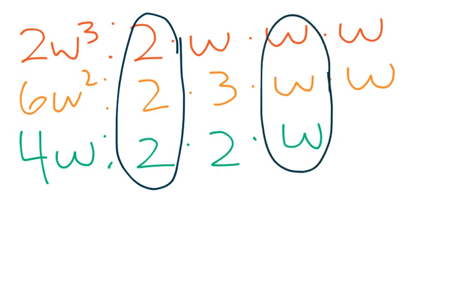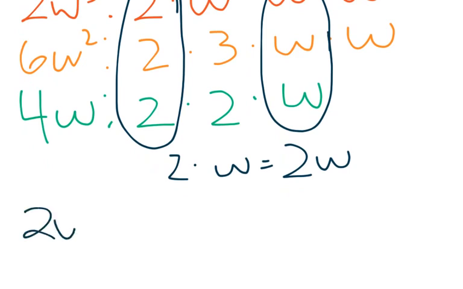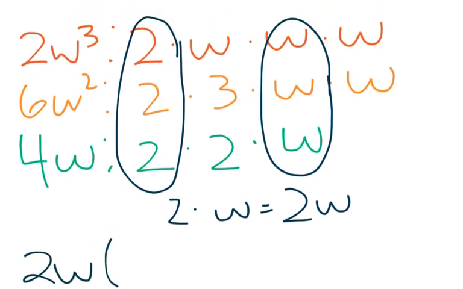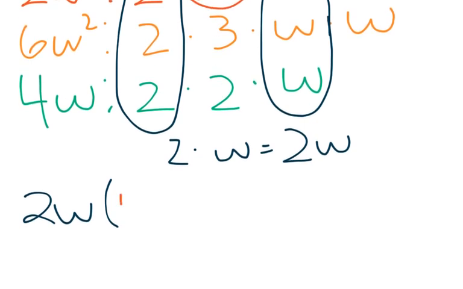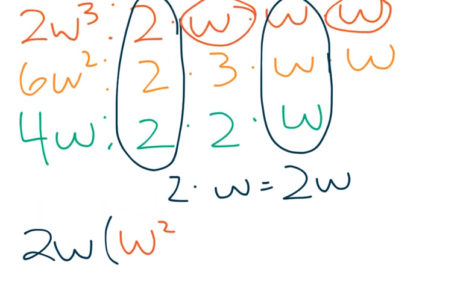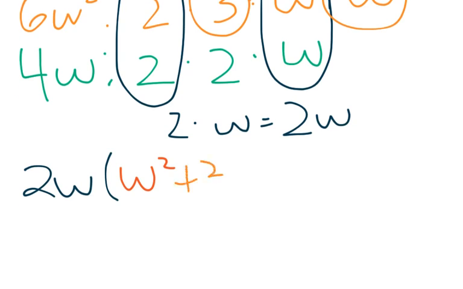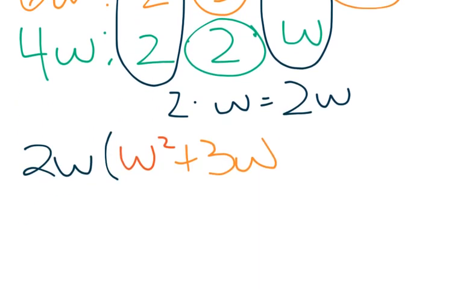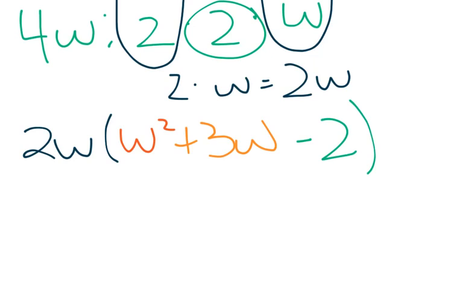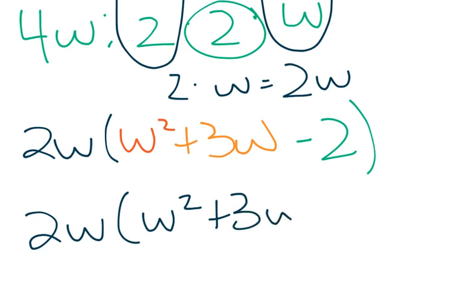Okay, so that means when we multiply that, 2 times w is 2w. So this is the greatest common divisor that we're factoring out, 2w. Now inside the parentheses, we're going to write the leftovers separately. So we have w times w, that's w squared. Okay, we have 3 times w, that's 3w. And then we have 2. So we're using this minus, so minus 2. So this is going to be your answer, 2w times w squared plus 3w minus 2.